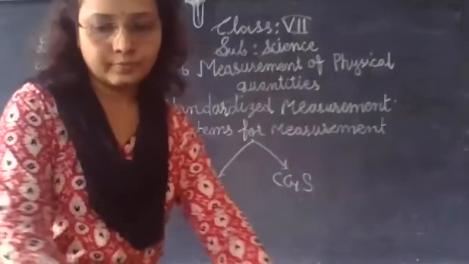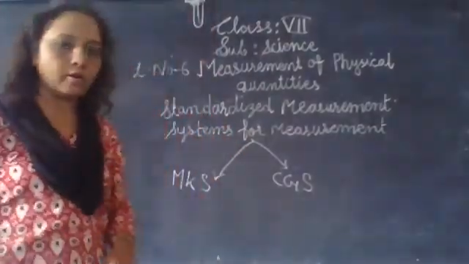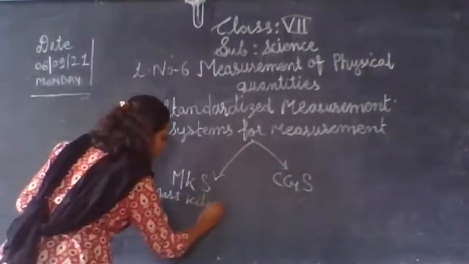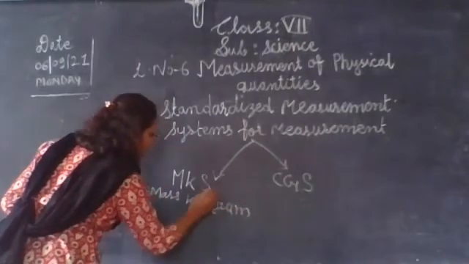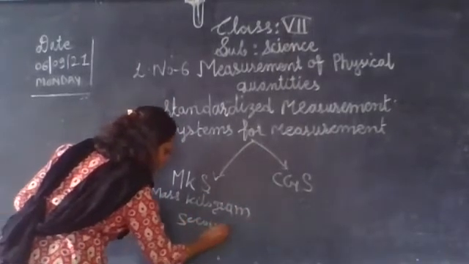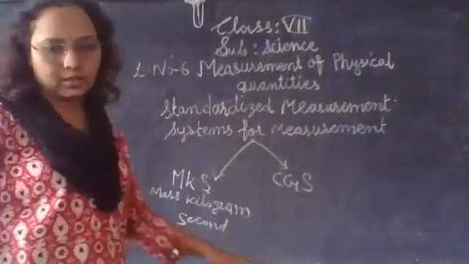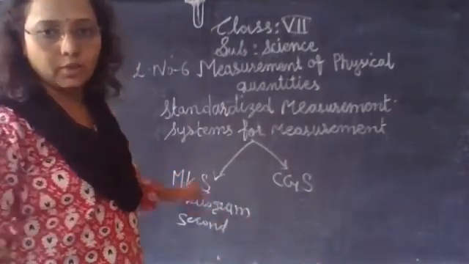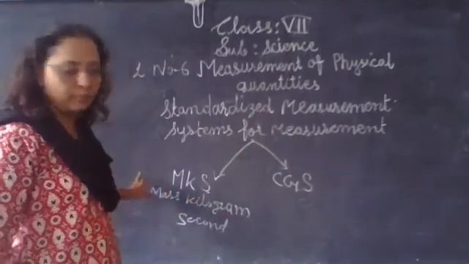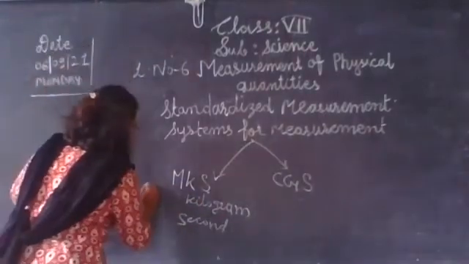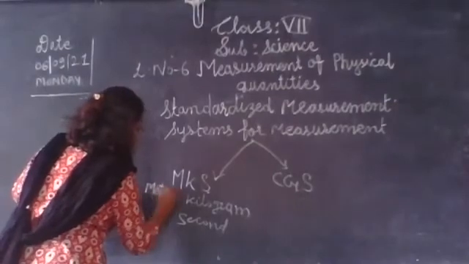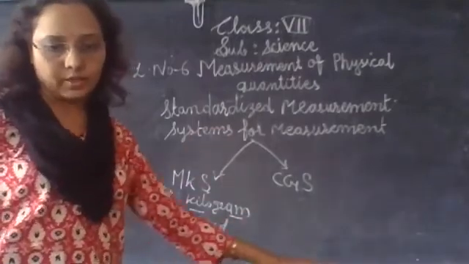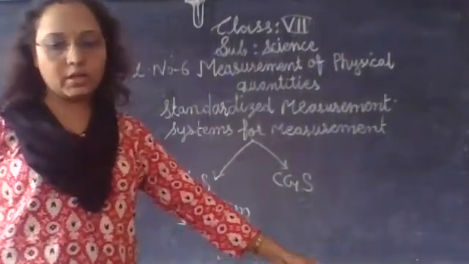M for mass, then kilogram, and S for second. So MKS. Okay. So distance is measured in meter. M is meter. Sorry, not mass. It is the meter. Meter, kilogram, second. So distance is measured in meter.